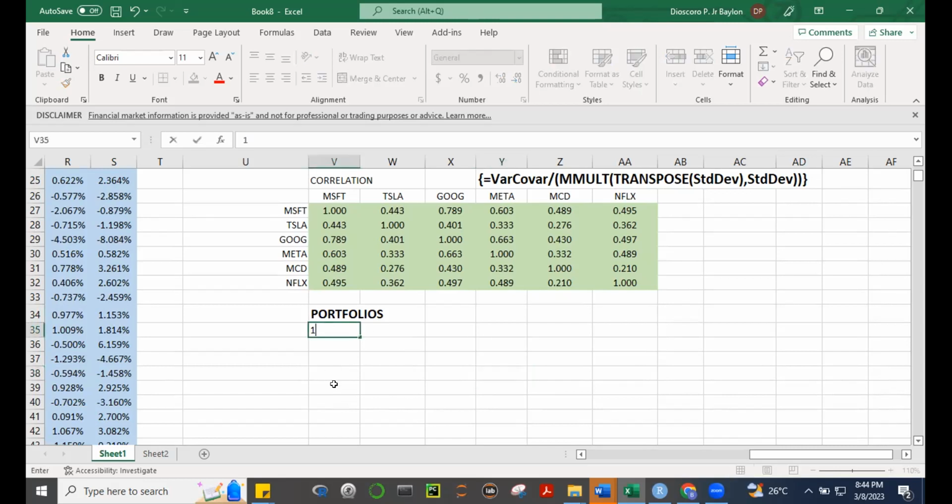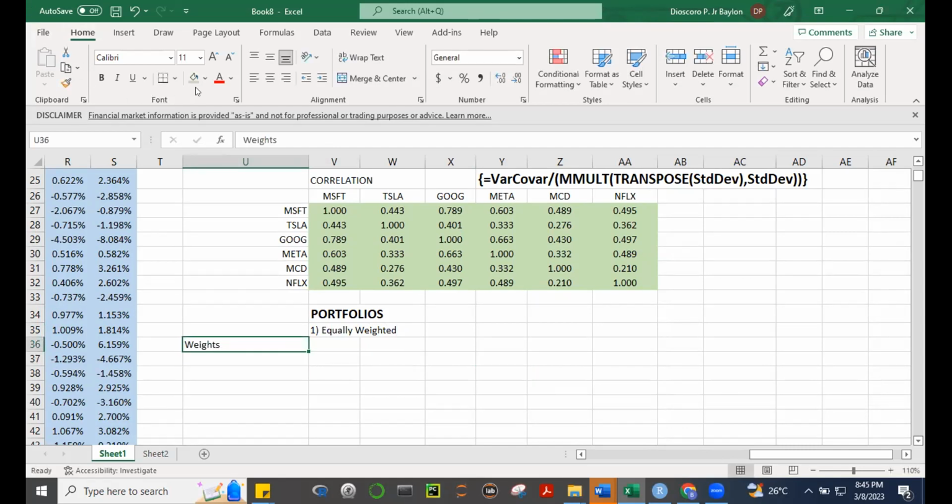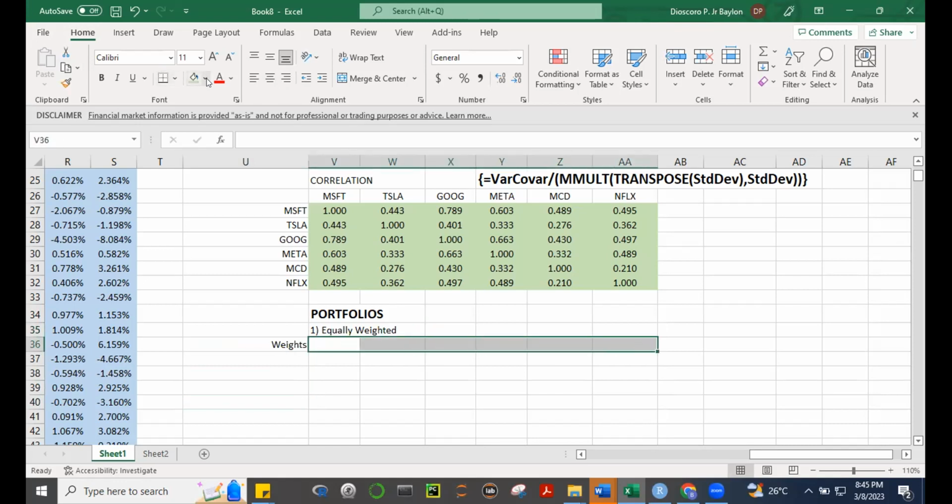So let's start first with equally weighted, no? Equally weighted portfolio. Pag equally weighted, remember, if you're creating a portfolio, you have to have the weights of each of the assets. So let's put here our weights. Okay, WEIGHTS. Lagyan natin to dito sa side. Right align natin. All right. So I'm going to code this para madali natin makita. Let me just make this as light blue. Okay, this is our weights.